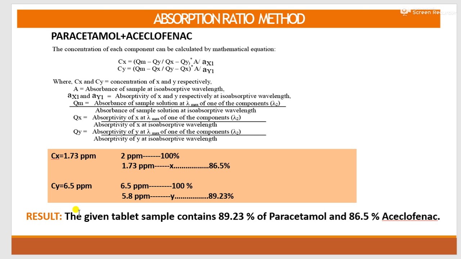How will you express the result? The given tablet sample contains 89.23% of paracetamol and 86.5% of aceclofenac.